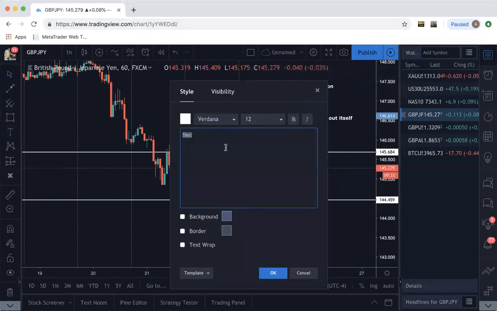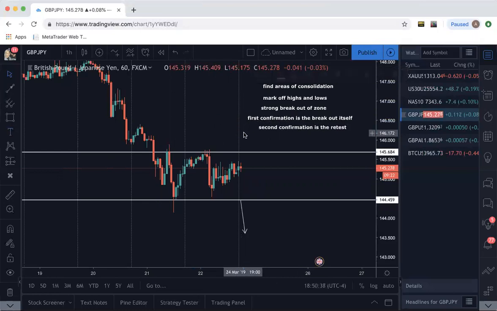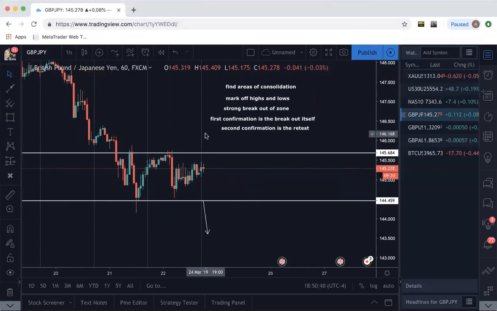Our second confirmation is the retest. Some people call it the last kiss. Some people call it just a retracement. Retest is simple to me. So what you'll see is price come back to where it broke.